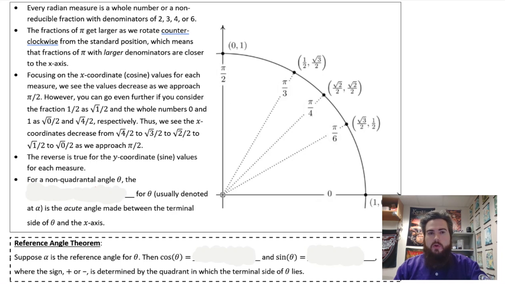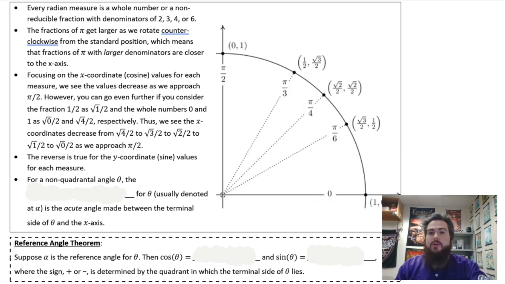For the radian measures, note that every radian measure is either a whole number amount of radians, for example pi or 2 pi or 0, or it is a non-reducible fraction with denominators 2, 3, 4, or 6. All the angle measures that we saw were all values that we could write in radians as pi over 6, pi over 3, pi over 4, pi over 2, or any multiples of those. For example, we saw pi over 6, 5 pi over 6, 7 pi over 6, 11 pi over 6. And all of those were the same distance away from the x-axis, as well as the y-axis.